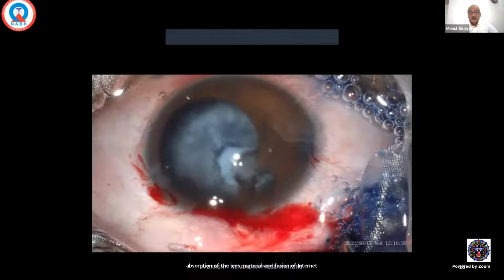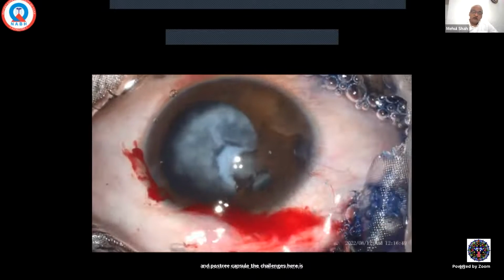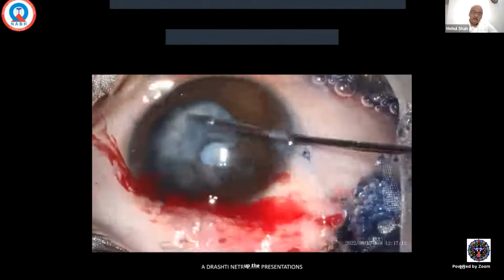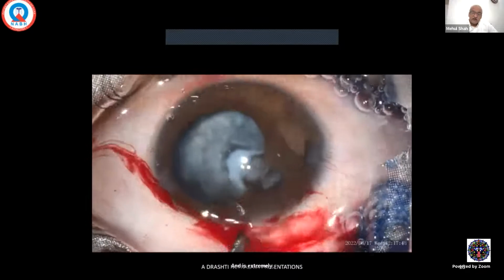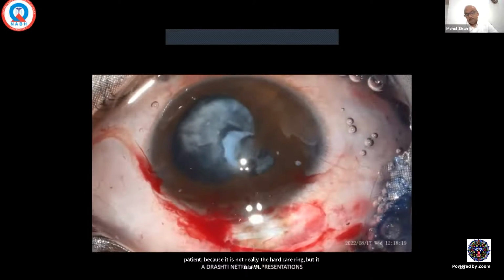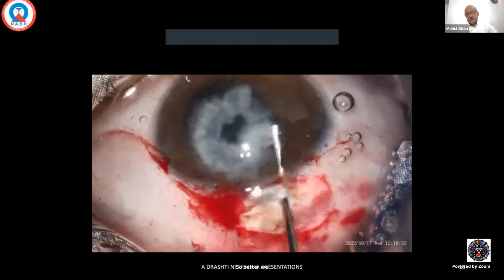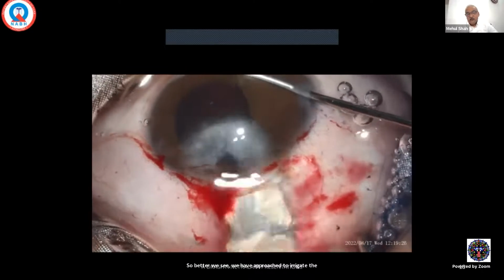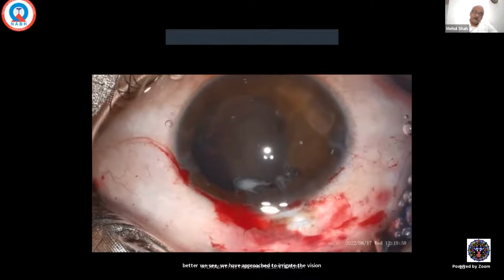The challenge here is that when we start doing something forcefully, we may break the zonule. It is extremely difficult to perform phaco in this patient because it is not really a hard cataract, but it is a VT. So it is better that we approach it by irrigating. You can see there was a fibrosis here.